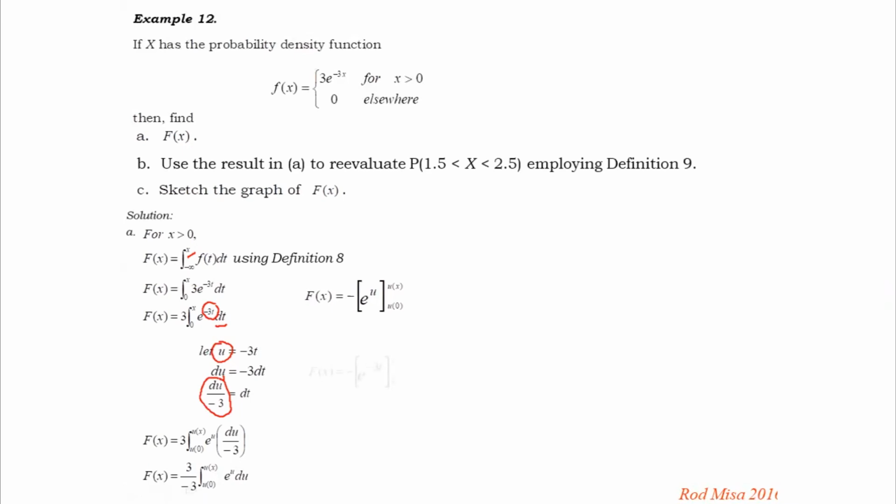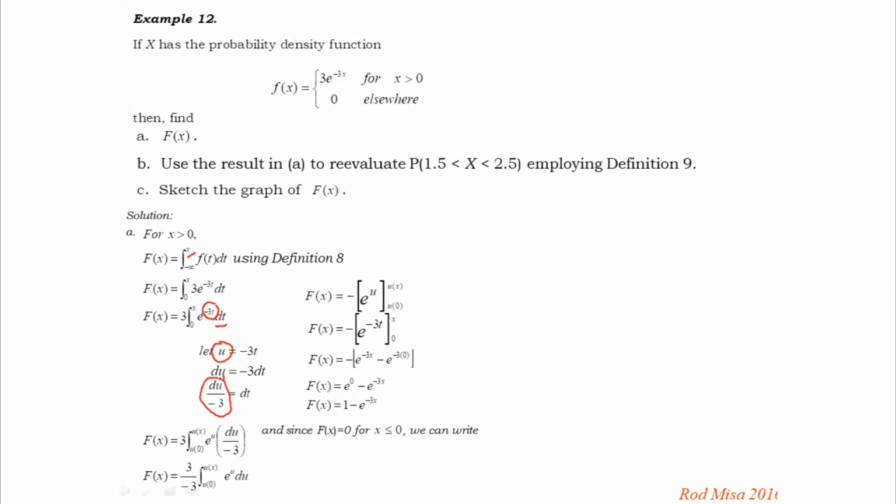So going back to the original representation of u, which is negative 3t, we can use the fundamental theorem of calculus by substituting our limits of integration. So we have the negative of the quantity e to the power negative 3x minus e to the power negative 3 times 0. And we know that anything multiplied by 0 is 0. So writing first the positive term, we have e to the power 0 minus e to the power negative 3x. And e to the power 0 is 1, so this is 1 minus e to the power negative 3x.